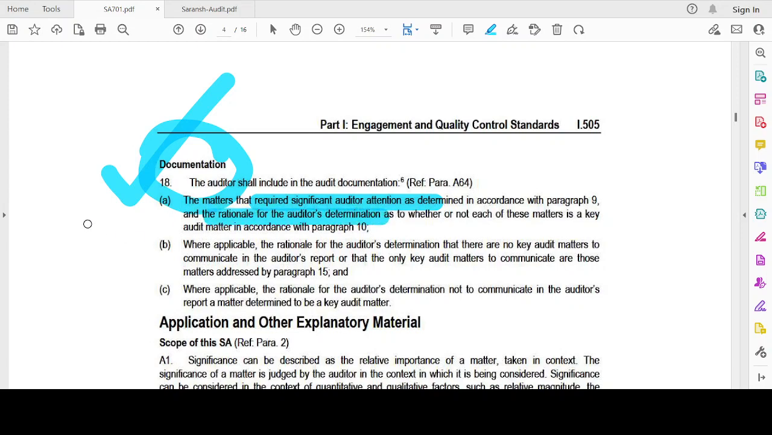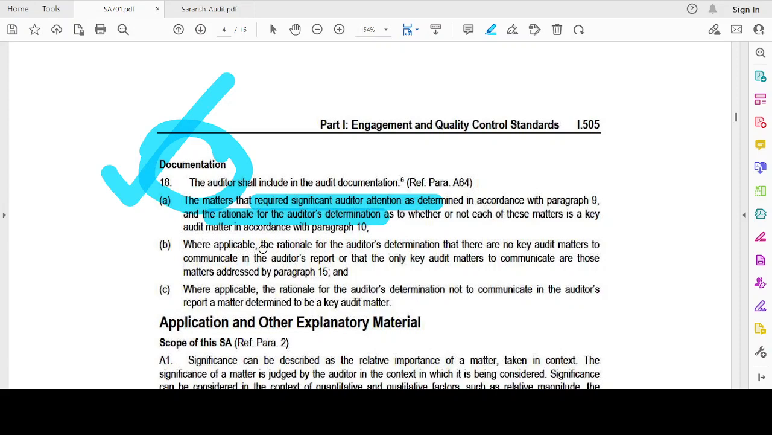See, some matters have been communicated with TCWG, so those would have been some important matters, right? So those would have required significant auditor's attention, and why am I going to make it a key audit matter? I have to justify it. I have to give a rationale for it.